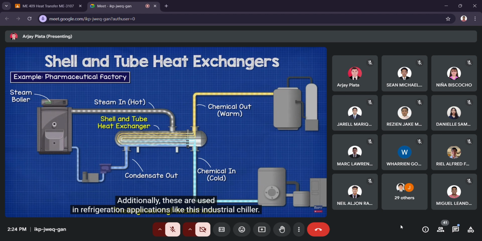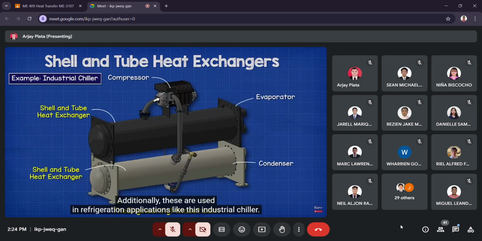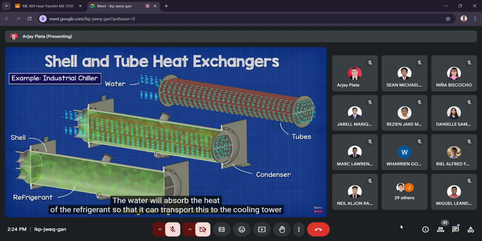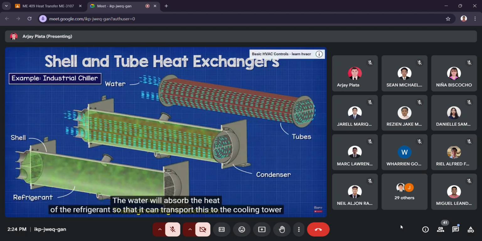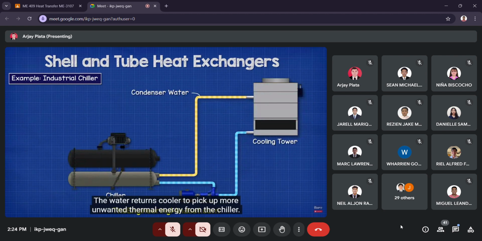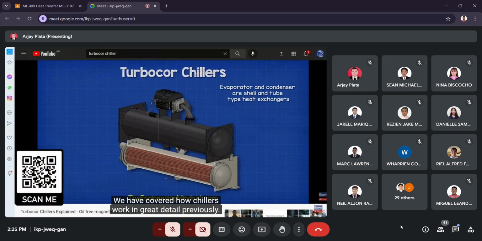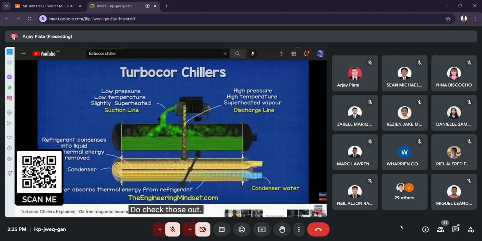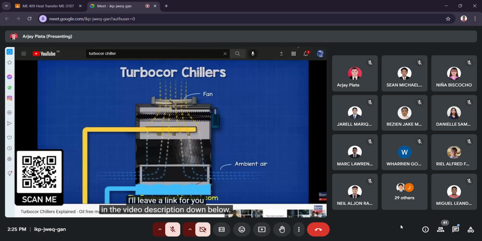Additionally, these are used in refrigeration applications, like this industrial chiller. We have the water flowing through the tubes and the hot refrigerant in the shell. The water will absorb the heat of the refrigerant so that it can transport this to the cooling tower, where it will be ejected into the atmosphere. The water returns cooler to pick up more unwanted thermal energy from the chiller. We have covered how chillers work in great detail previously. Do check those out. I'll leave a link for you in the video description down below.